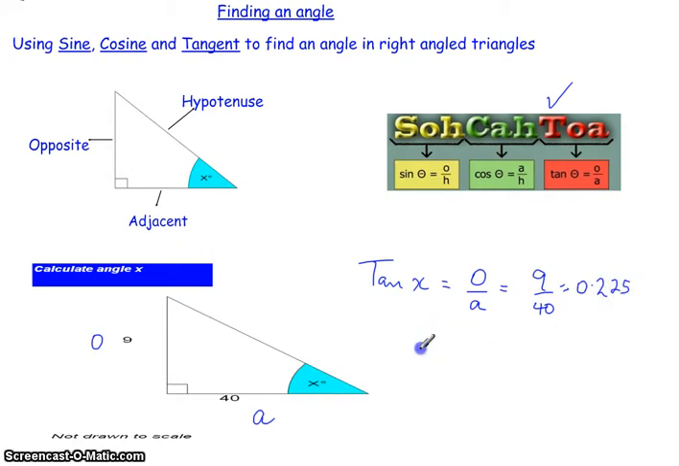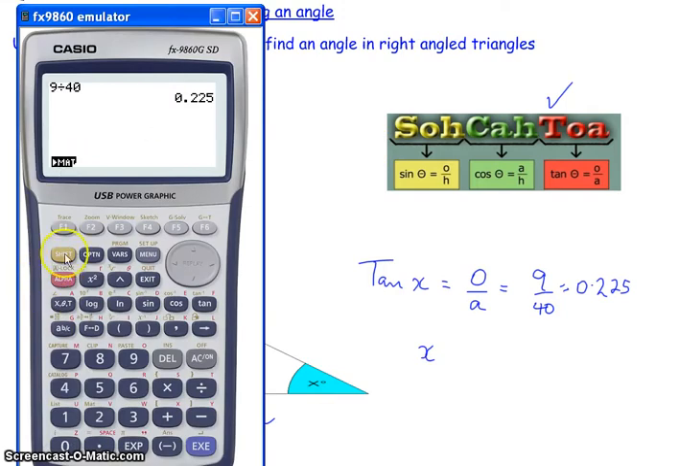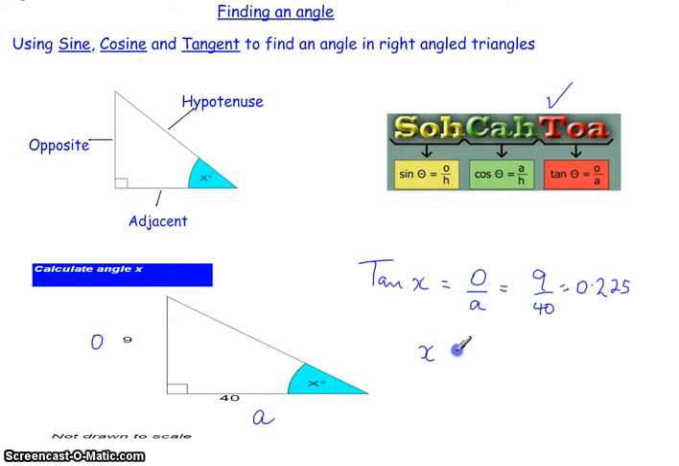So to find angle x, we need to use the scientific part of the calculator now, and we press shift, tangent, and input 0.225, and we get 12.6803 degrees, and so on. We just need to round this to one decimal place, so it's going to be 12.7 degrees. So x equals 12.7 degrees to one decimal place.